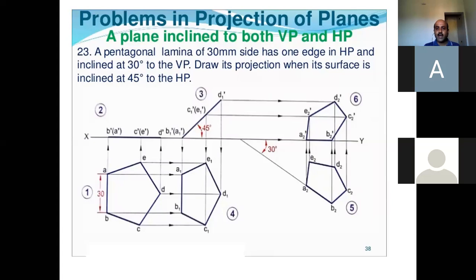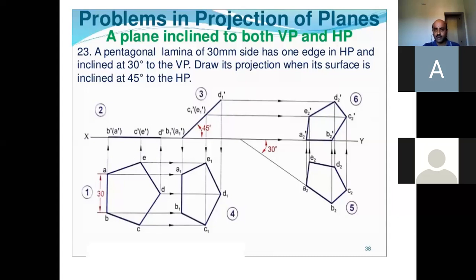A pentagonal lamina has one of its edges in HP. So the lamina is resting on HP. Therefore, you have to start with the top view. When the lamina rests on HP, you can see the true shape and true size in the top view. So you will draw the pentagon in the top view first. And the second important thing you have to remember is it has one edge in HP. Whenever the lamina is resting on HP on one of its edges, the edge should come to your left. Please remember this.